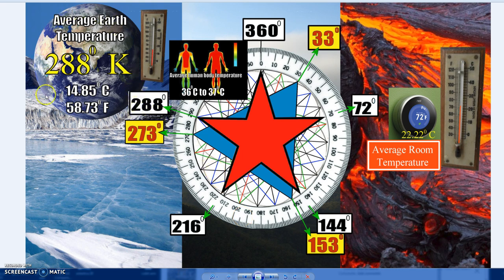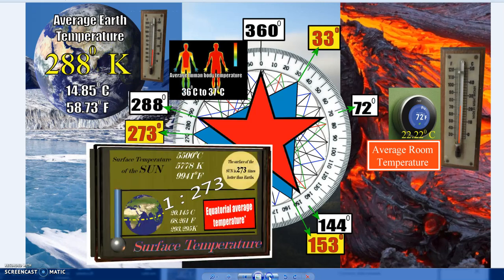The average temperature of the Earth is about 15 degrees Celsius, but it's usually referred to as 288 degrees Kelvin. So we have Kelvin, Celsius, and Fahrenheit, which are the main three temperature scales that people use. So 288, pentagram, and the average temperature of the Earth.